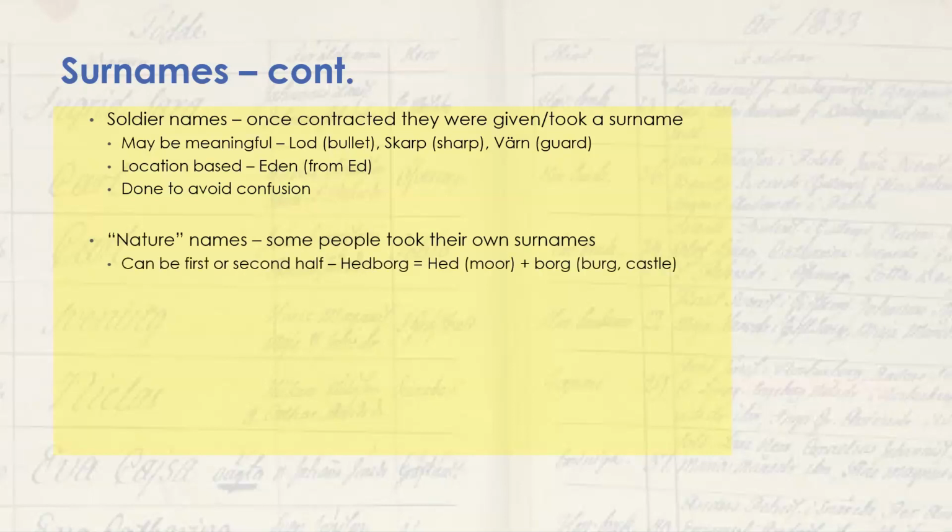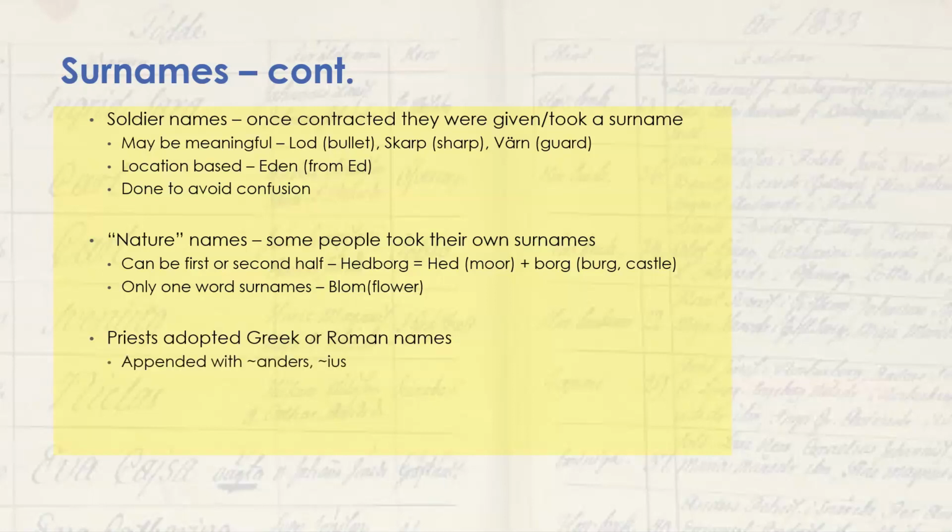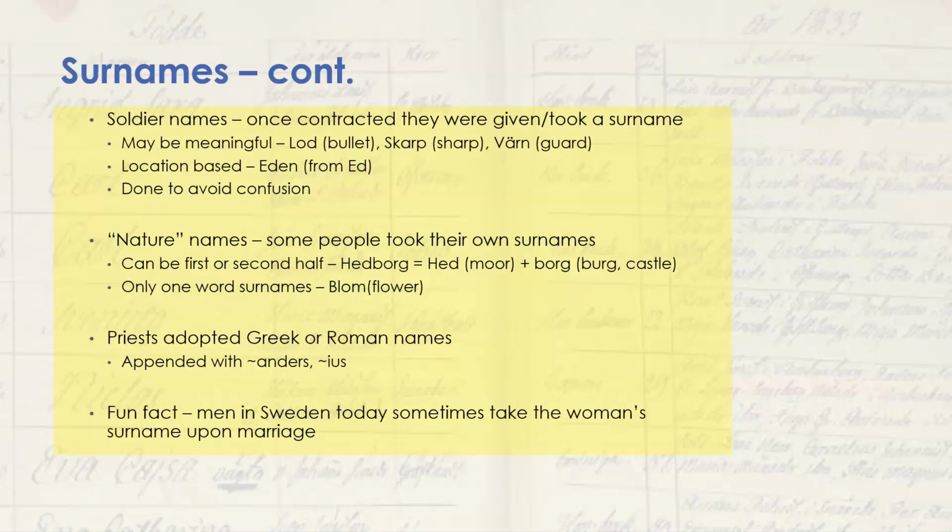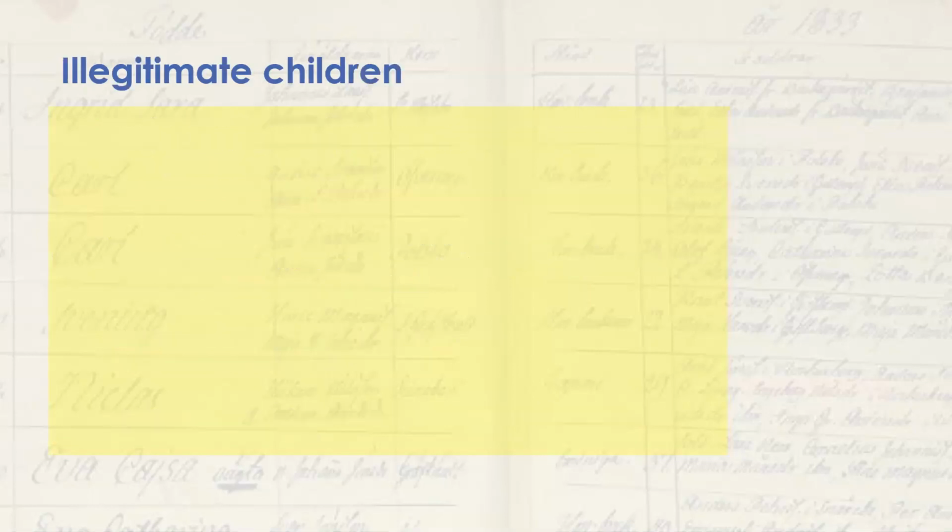When people would adopt a permanent surname, some of the names they came up with are the nature names. They could either be the first half or the second half of the surname, or a combination of the two, or even just the one word. Priests adopted Greek or Roman names, which you might find were appended with Anders or IUS. A fun fact is that, like in the United States, males will sometimes take the woman's surname upon marriage. When researching, you might come across illegitimate children, which will be recorded with these two words.